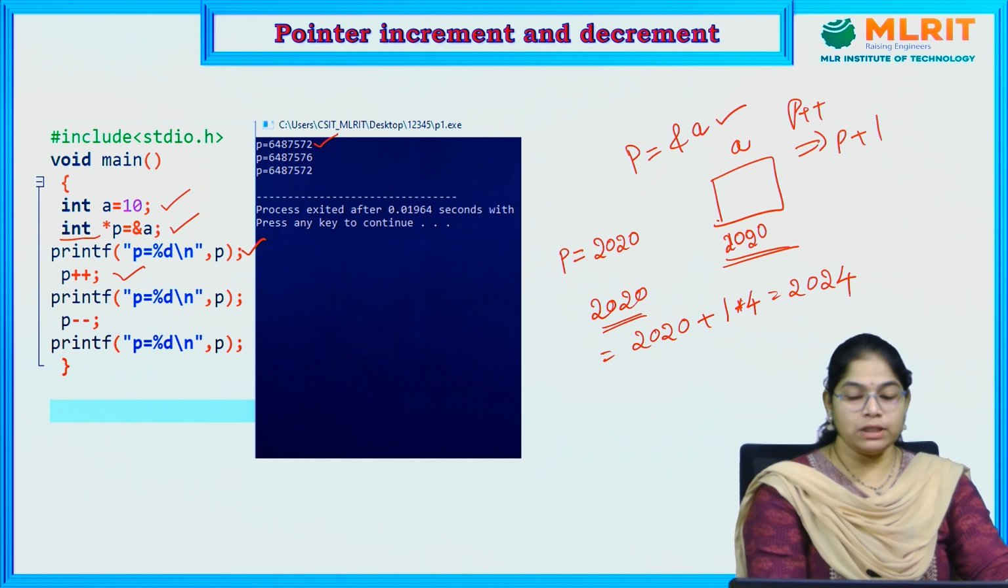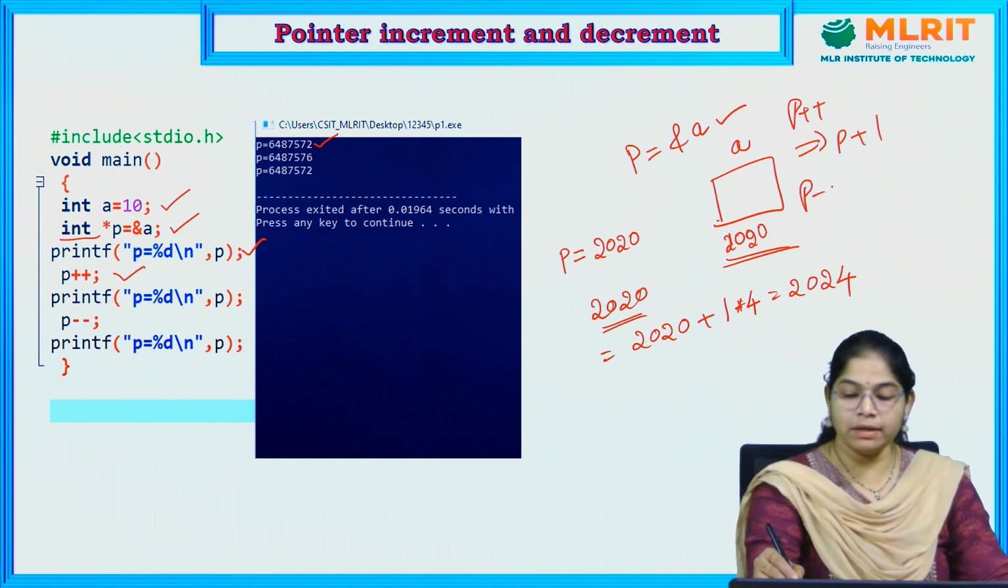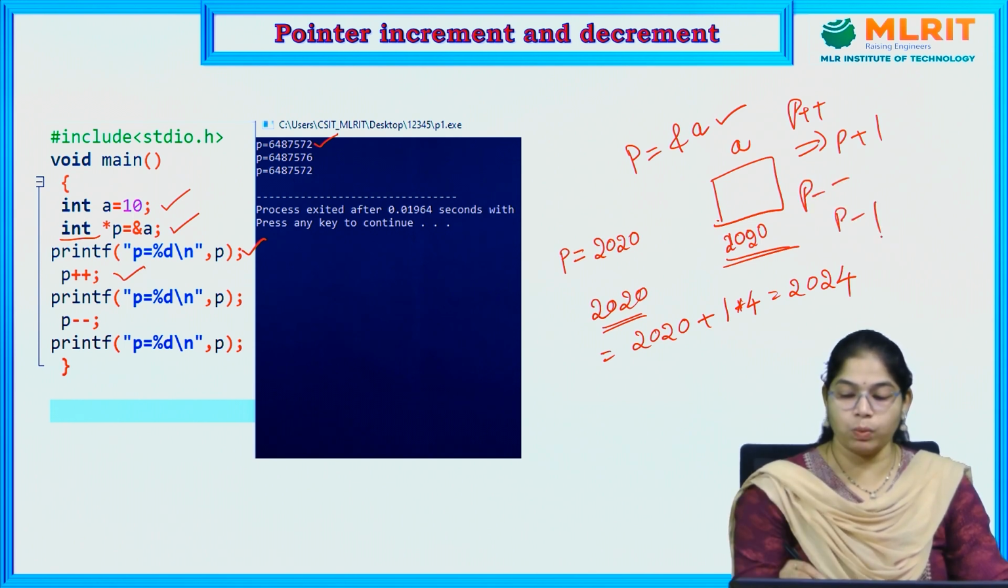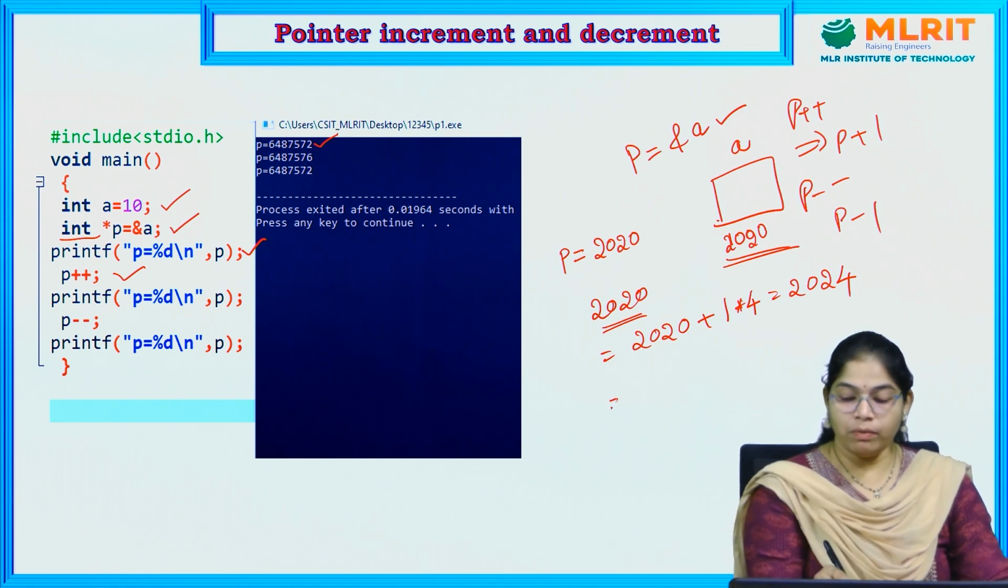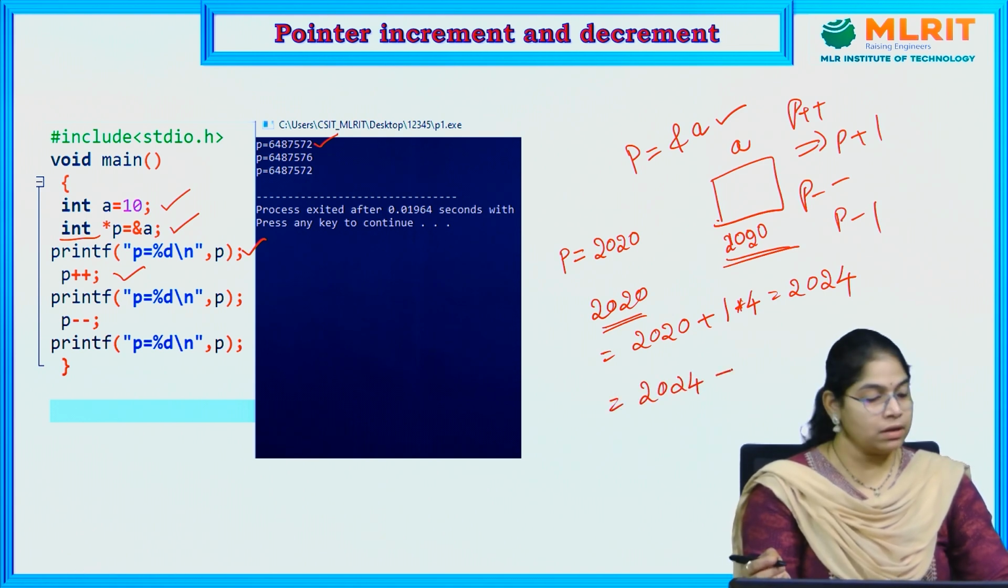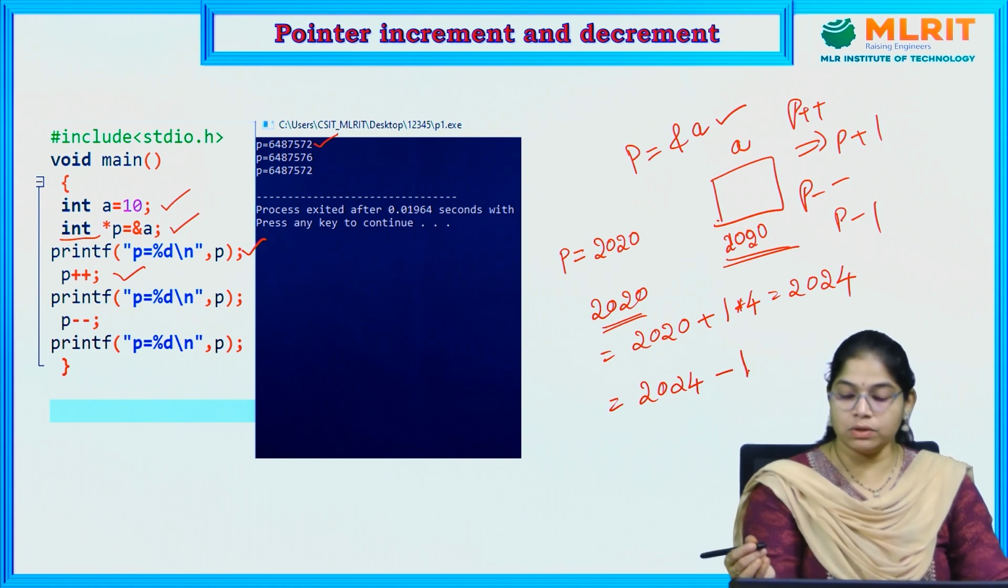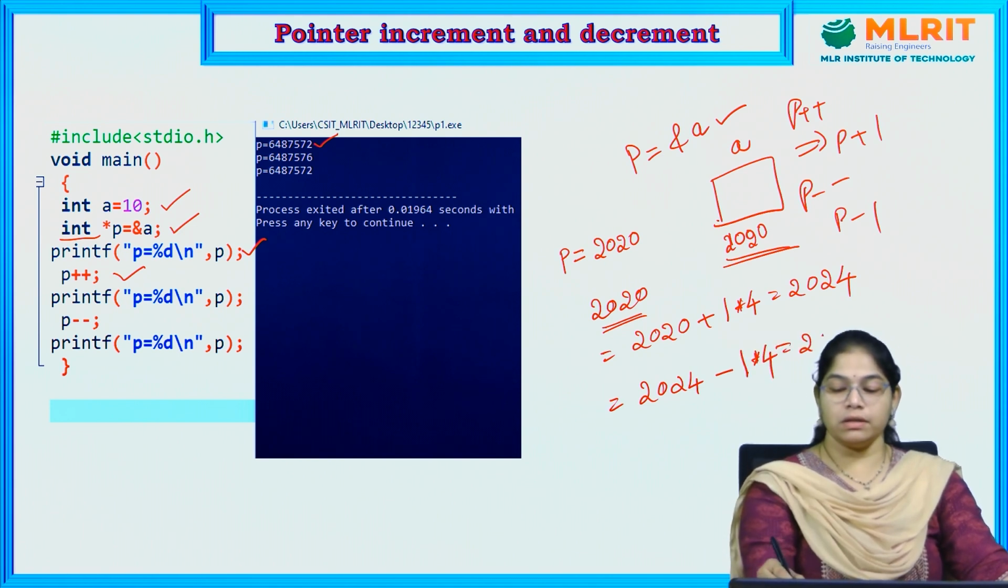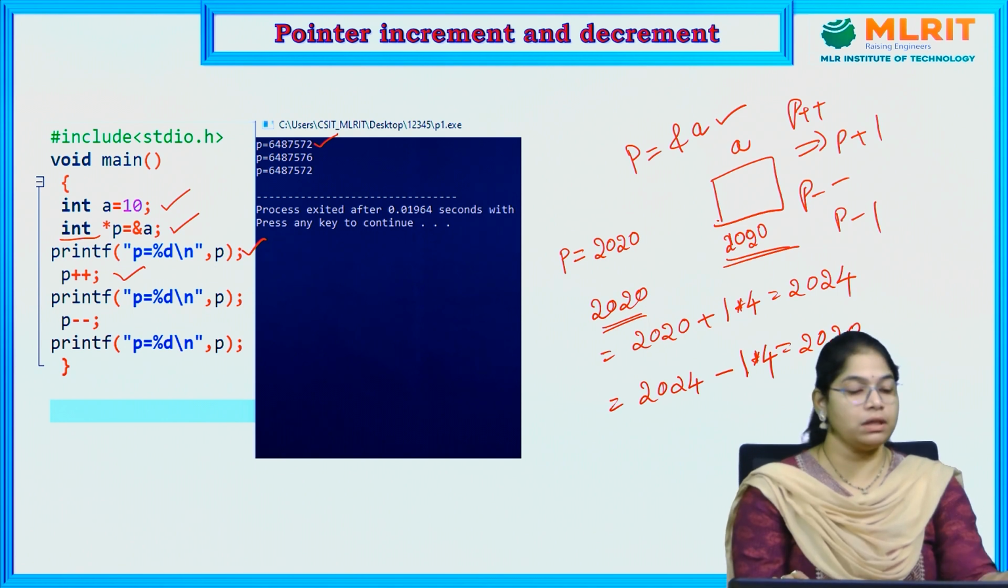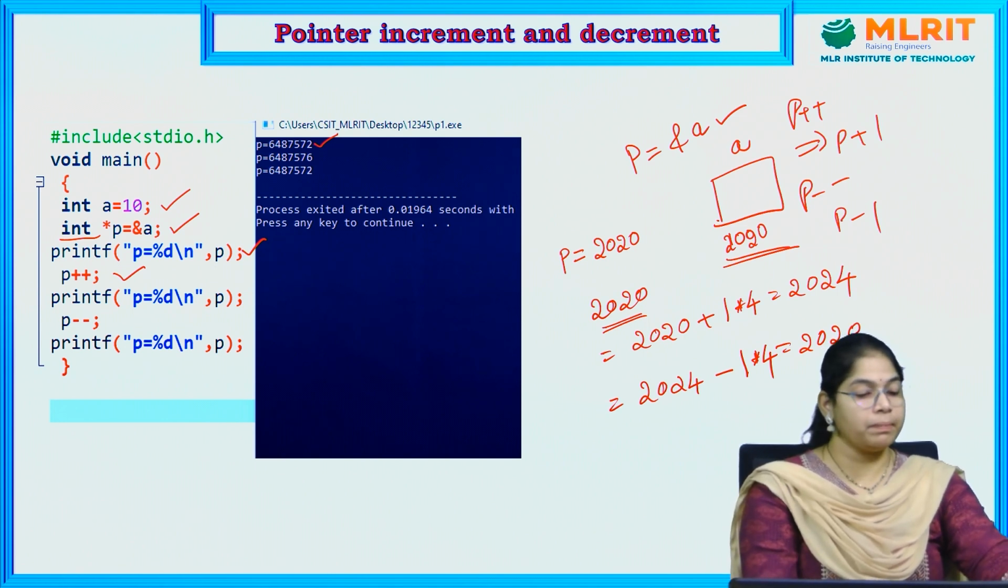Now P-- means it decrements by 1. P-- is nothing but P minus 1, the decrement operator, where P value is 2024 and I am decrementing it by 1. So the number to be subtracted into 4 bytes of memory, so again it is 20. As you can see the output in the example. So these are the operations which we can perform on pointers.